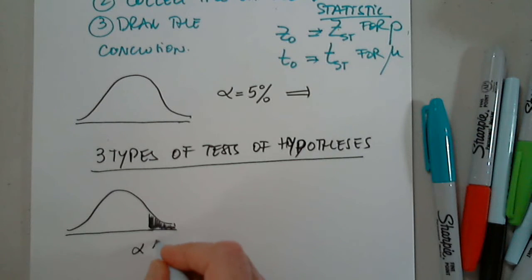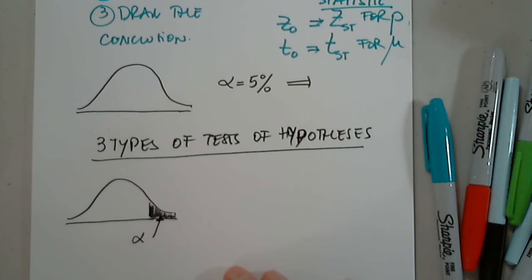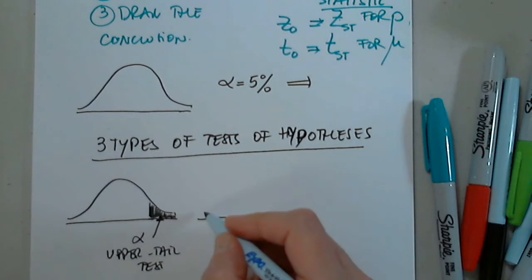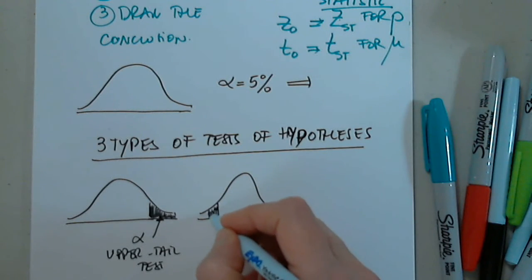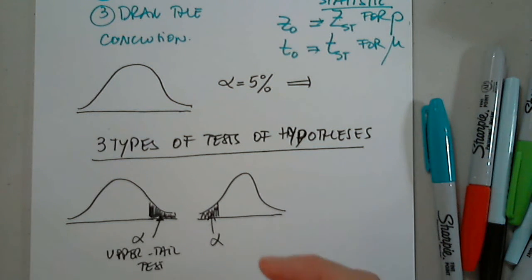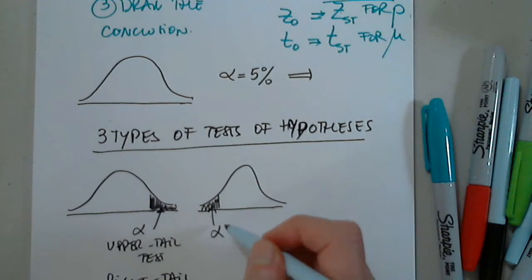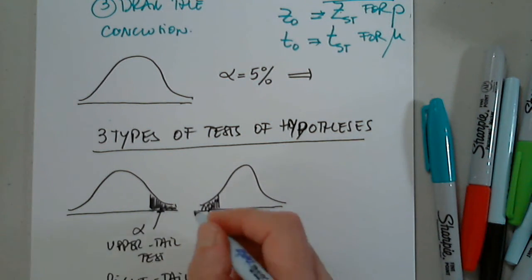When alpha is this piece, which is called the upper tail test. What is alpha? It is the confidence level that we are happy with. The second possibility is when alpha is here, which is a left tail test, or lower tail test. The upper tail test is the right tail test. This is a left tail test, or lower.